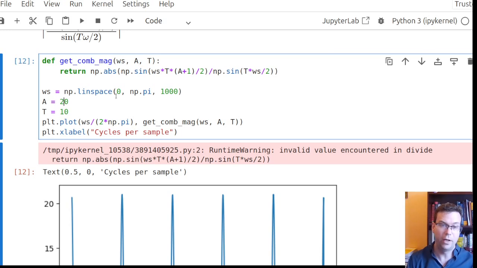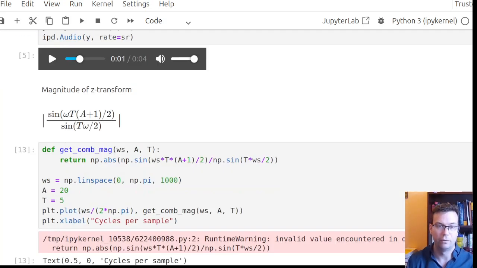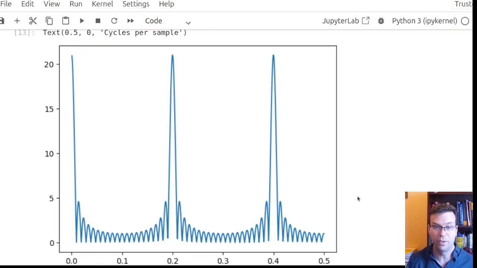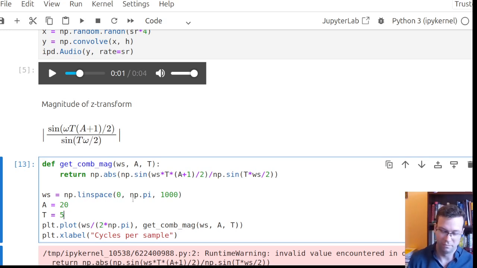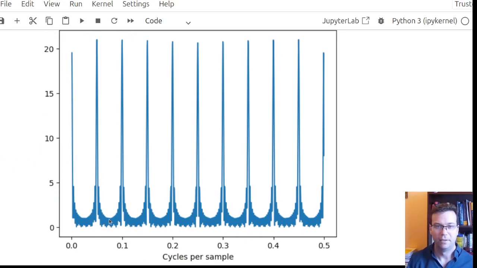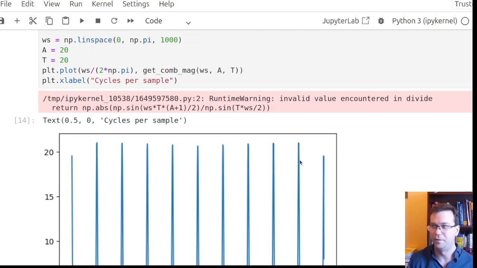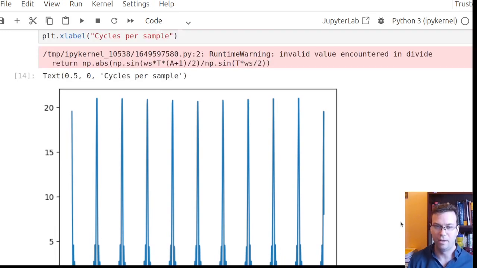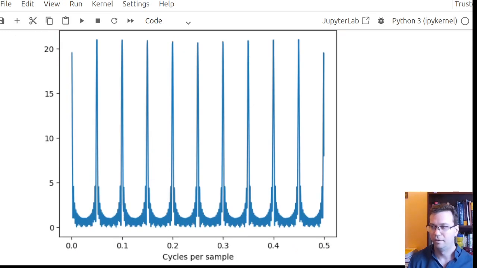And then of course, if I change the spacing, let's say that I make the spacing only once every 5. Well, in that case, this is a higher frequency. And so I see that I get these peaks at every 0.2 instead. And if I made it lower, then I get a peak at 0.05 instead, if my spacing is 20. All right, so now we really can see what a comb filter is doing, and we have an exact analytical expression for the magnitude of the z-transform.